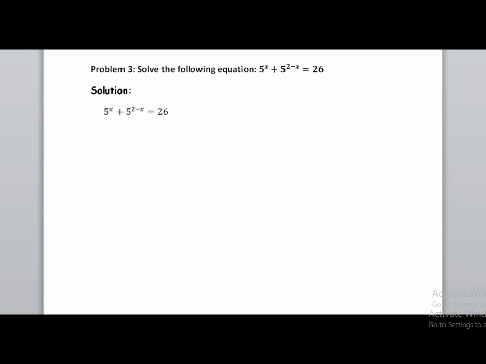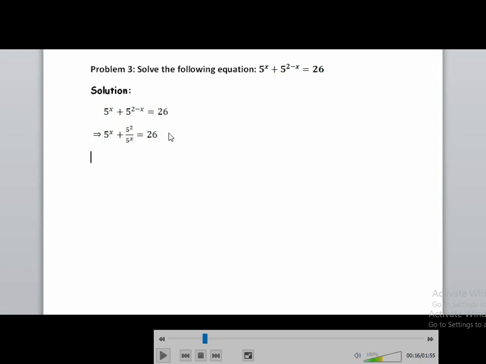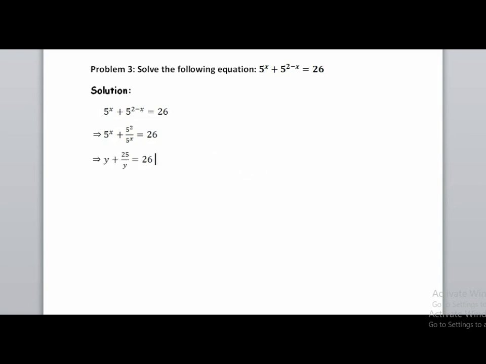equation 5 to the power x, 5 to the power 2 minus x. Now we have written 5 square by 5 to the power x, since 5 to the power 2 minus x we have broken down into 5 square by 5 to the power x. Now we have written y plus 25 by y equal to 26. Why? We have considered that y is equal to 5 to the power x. Let 5 to the power x equal to y. Now we can multiply both sides with y.